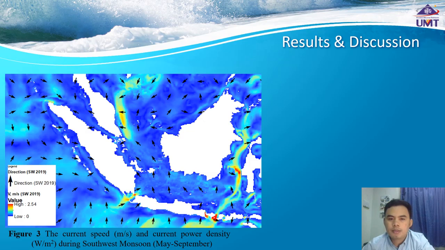Here is the map during the southwest monsoon that occurs from May to September. We can see that only a few sites show potential, and mostly the region shows no or low potential for the energy current converter.